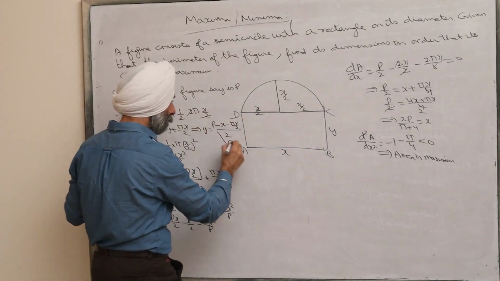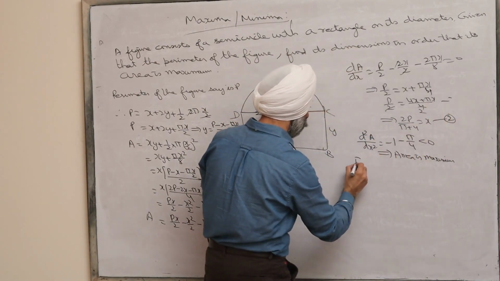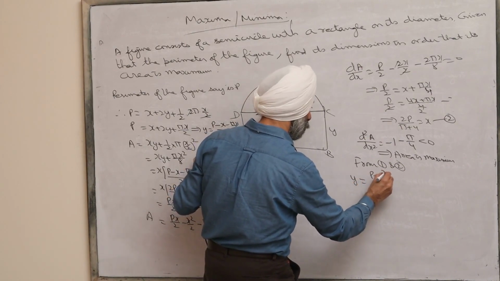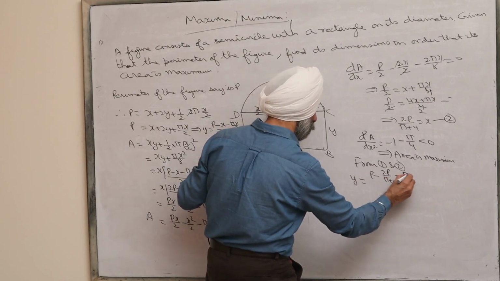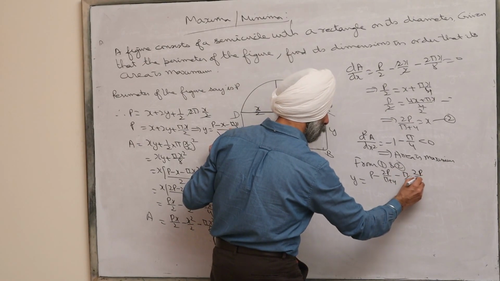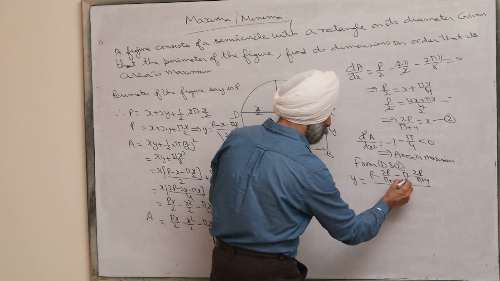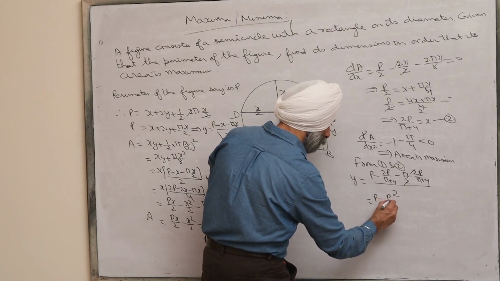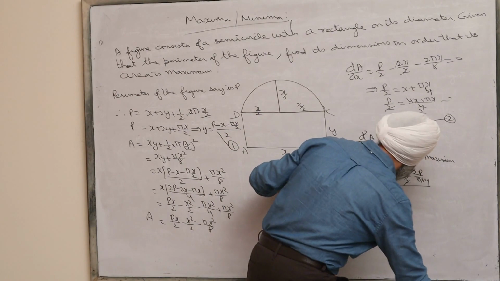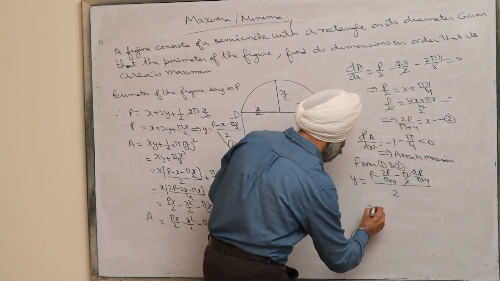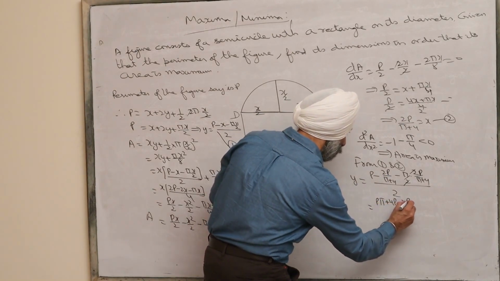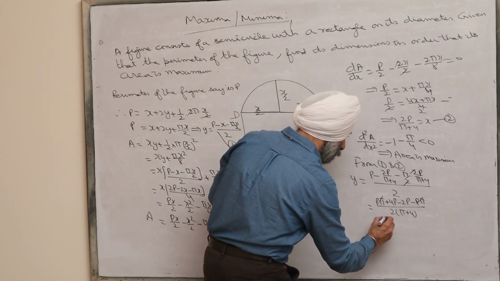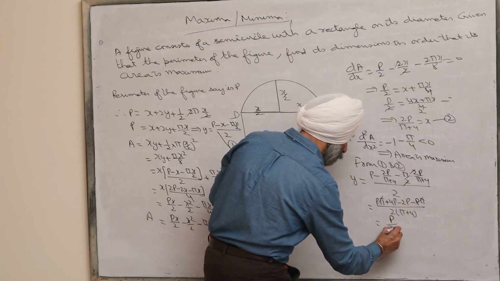Now where is y? This is 1, this is 2. So from first and second, what is y? It is p minus 2p by pi plus 4 minus pi by 2 times x, which is 2p over pi plus 4. So we will simply take the LCM. It is p pi plus 4p minus 2p minus p pi upon 2 times pi plus 4. This will cancel, and 4p minus 2p is 2p, so that is your 2p over pi plus 4.